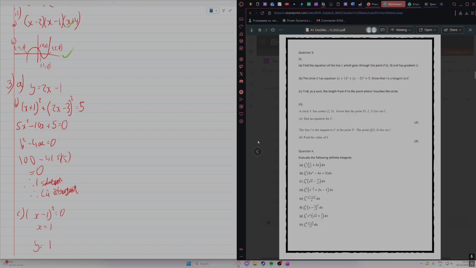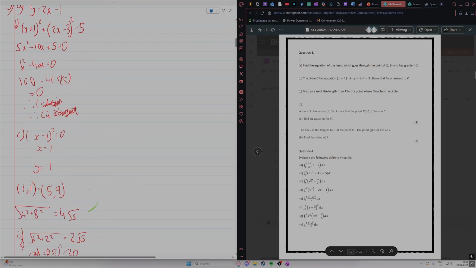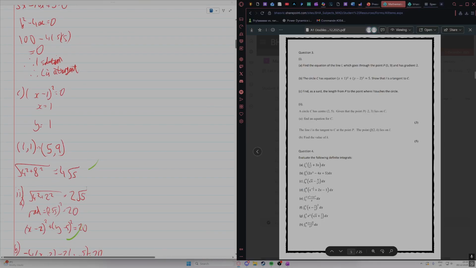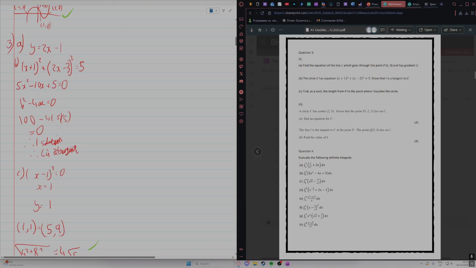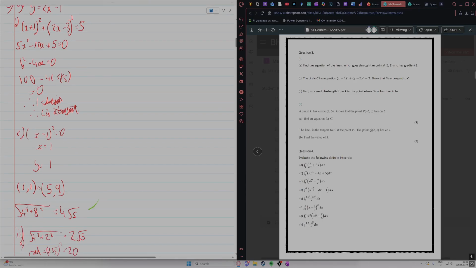the length from where P touches the circle. So firstly, you find the tangent point, yeah, which is (1, 1), and then you go from point P. This is just a random point. This has nothing to do with the circle. So you just go from the tangent point to P, and then just use Pythagoras on that, and you get the answer.